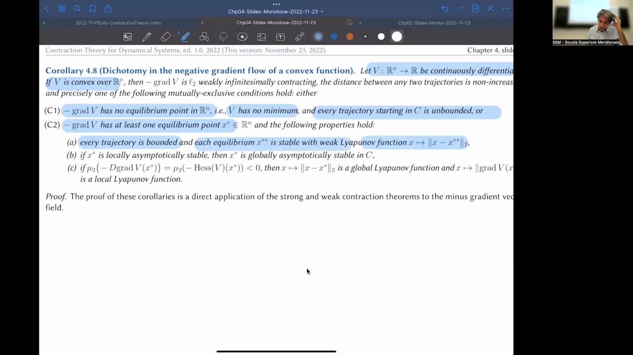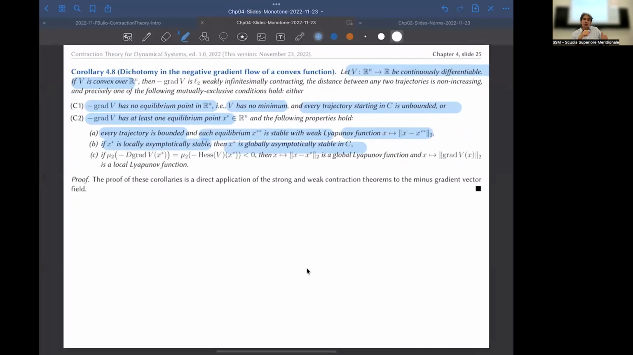It has a Lyapunov function. If x star, or in fact any of the equilibria, is locally asymptotically stable, then it's globally asymptotically stable. So if you have a convex function and it has a local minimum, then it's a global minimum. And if you want, those additional conditions which I skipped are the ones that tell you that if the Hessian is positive definite, then good things happen. All right.